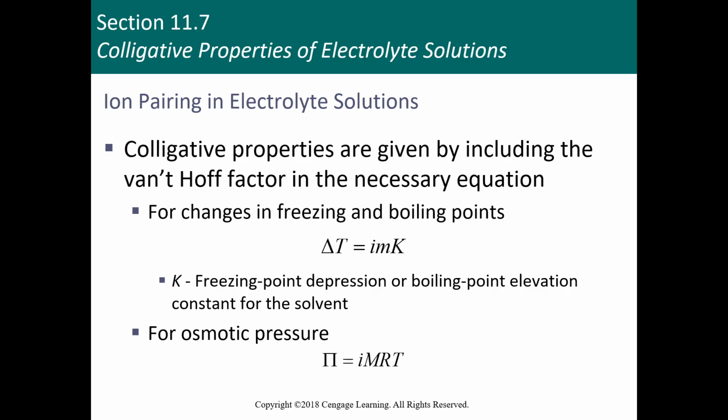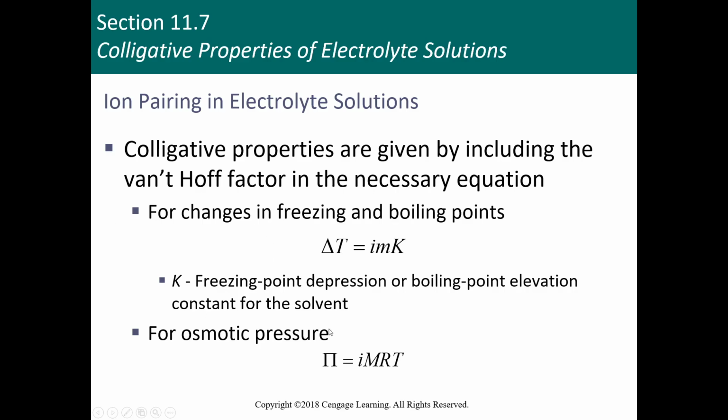All right, now, this ion pairing in electrolyte solutions is going to affect our colligative properties. Our colligative properties are going to be given by including our Van't Hoff factor in the equations. Right here, this is for the freezing and boiling points. We can represent these with a single equation: the change in temperature equals the Van't Hoff factor i times the molality times K, which is the constant.